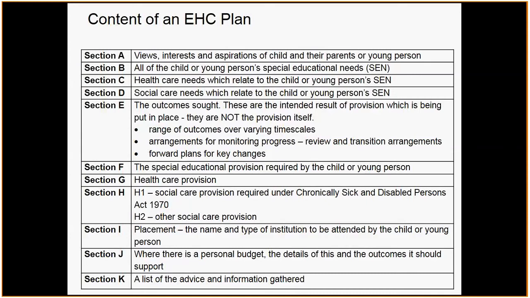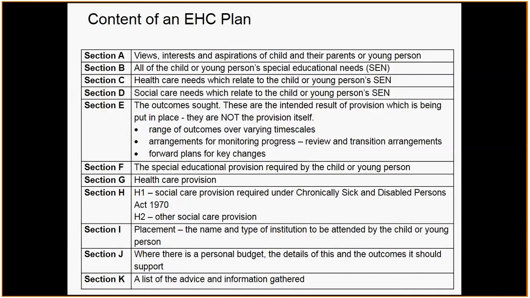Section F is the special educational provision required by the child or young person. Section G is the healthcare provision. Section H1 is social care provision required under the Chronically Sick and Disabled Persons Act 1970. H2 is other social care provision.